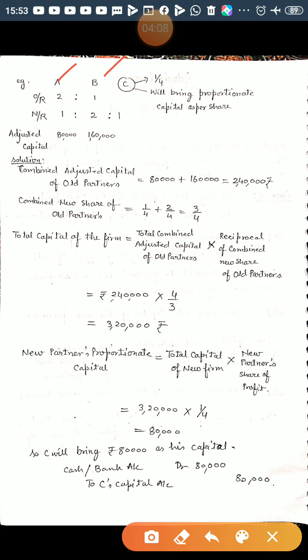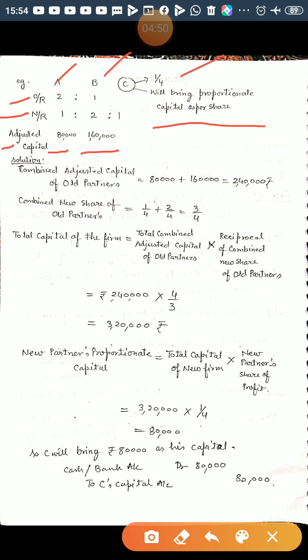Suppose A and B are partners. C is coming for 1/4 share and he will bring proportionate capital as per share. The old ratio was 2:1 and the new ratio they have decided is 1:2:1. And the adjusted capital, meaning after making all adjustments, of A is 80,000 and of B is 1,60,000. Now my concentration is here to explain how to calculate the proportionate capital of C.